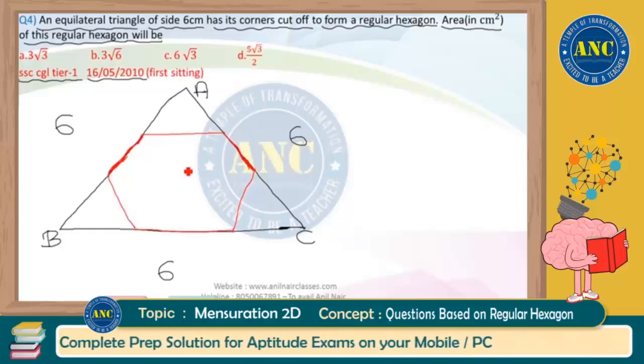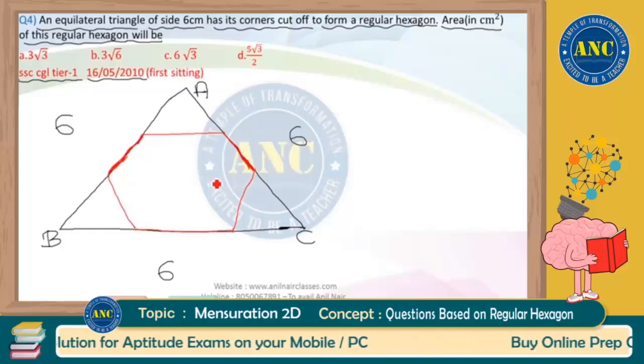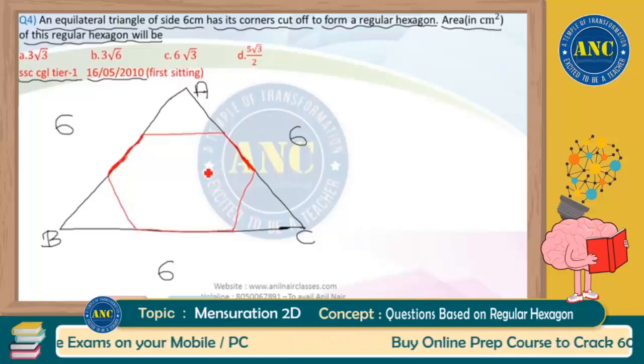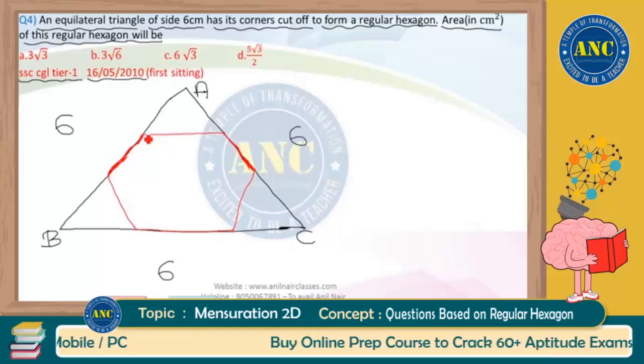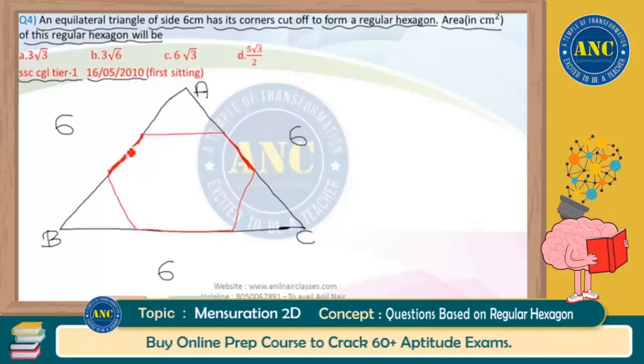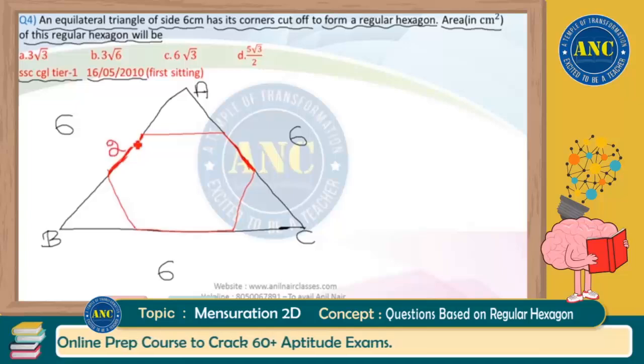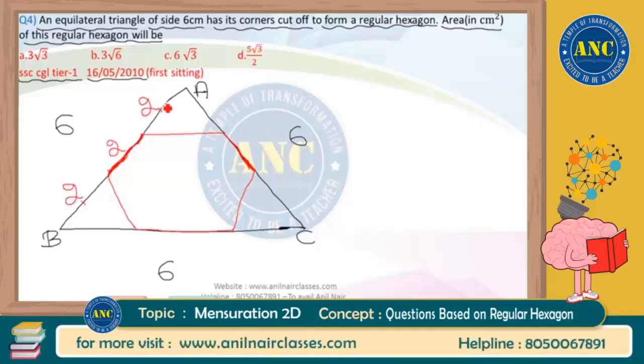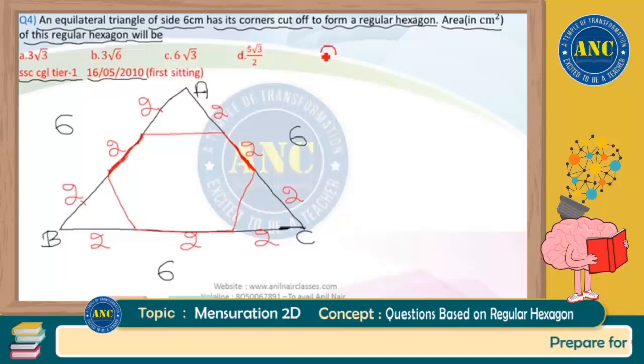Regular hexagon means all the 6 sides of this hexagon should be the same. It's an equilateral triangle, and when I cut its corners like this, the side 6 becomes divided into 3 parts. This is one part, this is the other part, this is the other part. Because it's an equilateral triangle, it should be 2, 2 and 2. So this also will be 2, 2 and 2. Similarly, this will be 2, 2 and 2. I hope I am making sense for each and every student who is watching this video. That means basically the side a of that regular hexagon is 2 units.